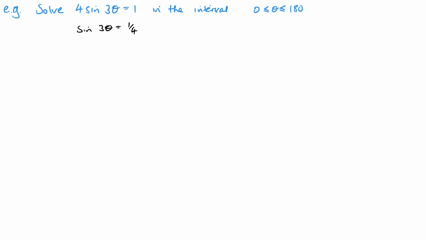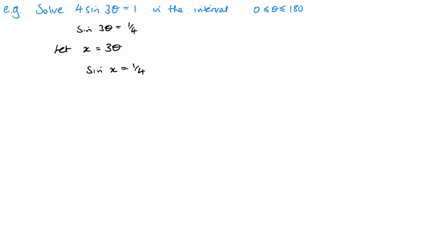The idea is that any time this isn't just a single letter, so if it's just theta or just x or just y, then you just solve as normal. But if it's anything else, like in this case 3 theta, or in the subsequent examples, always swap it for a new letter. So I'm going to say let x equal 3 theta. And I could use y, I could use any letter I want. So now I've got sine x equals 1/4.